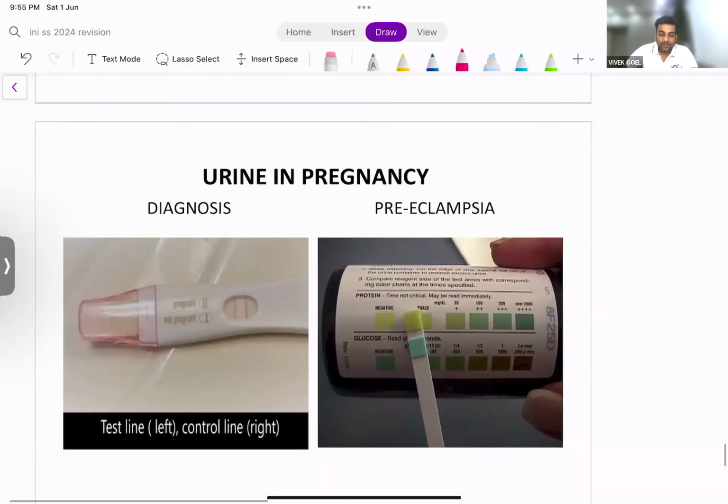In pregnancy, you could detect the rise in beta HCG levels in the urine sample to diagnose pregnancy by different prega kits. And for preeclampsia, if a hypertensive woman, that is a woman with gestational hypertension, has significant proteinuria, it could indicate preeclampsia. So that is again very, very important.